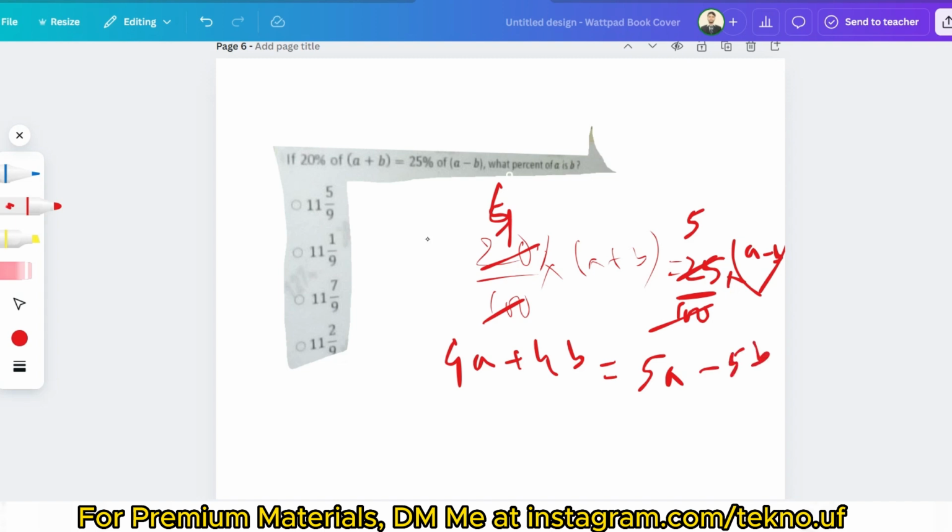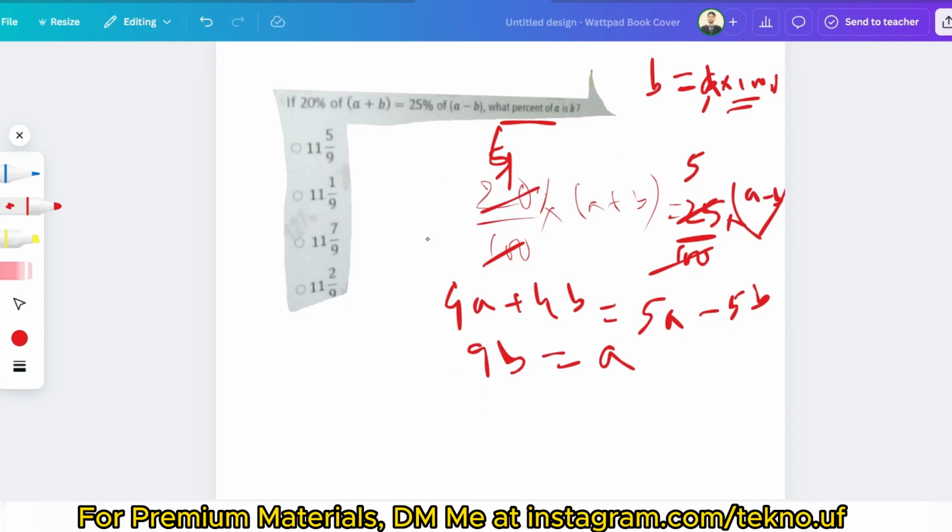The question is, what percent of a is b? So we have to find b as how much percent of a. So 4a plus 4b is equal to 5a minus 5b. Shift 5b to the left, so this becomes 9b, and 4a to the right, that becomes 5a minus 4a, which is a. So 9b is equal to a.